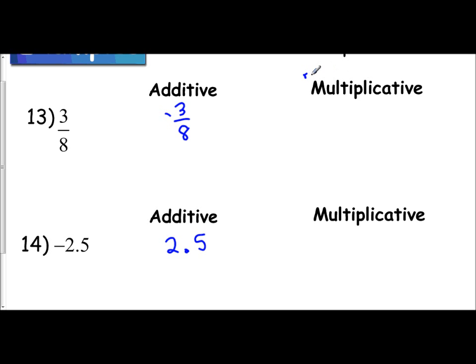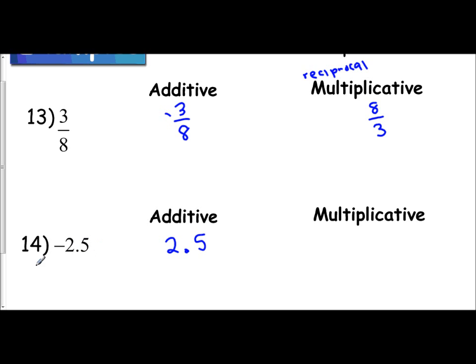Now the multiplicative inverses are different. Remember, the advice we gave was that multiplicative inverses are your reciprocal. You flip the number that you're given. So I have 3 over 8. If I flip it, I get 8 over 3. Now the ones that are different, and why it's important to know the word reciprocal for multiplicative inverses, are the ones where you're given decimals. You can't do the multiplicative inverse of a decimal. You can't flip it. It's not a fraction.